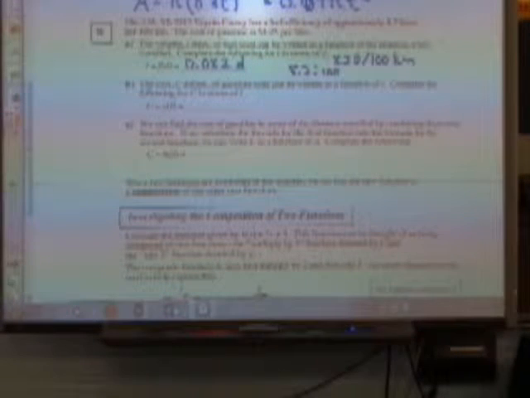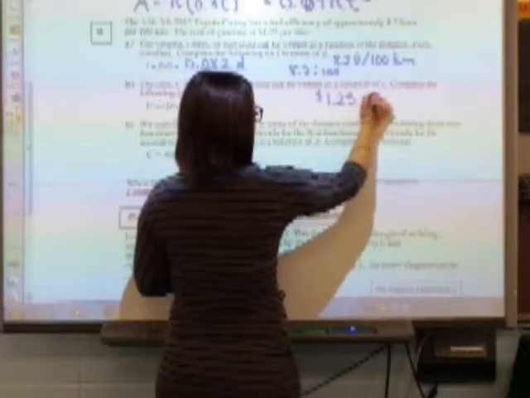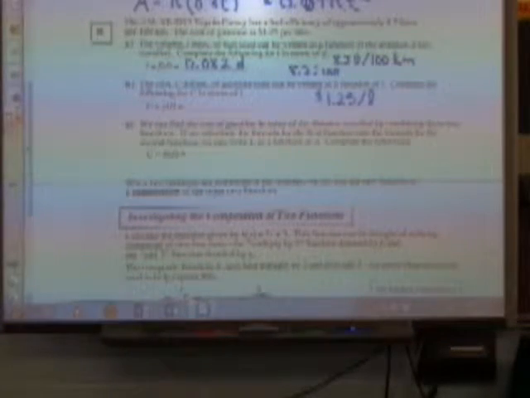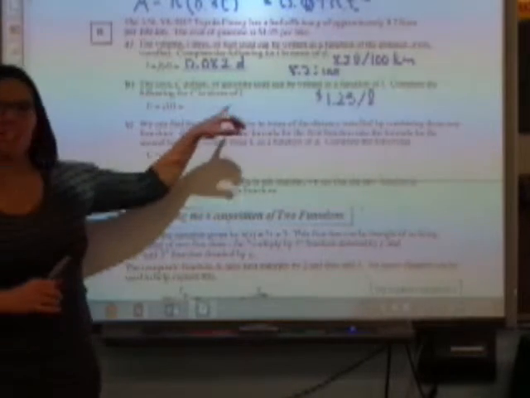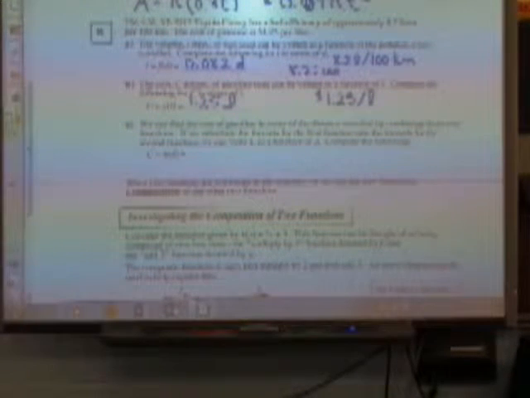The cost of gasoline can be written as a function of the amount of liters burnt, or liters used. Complete the following for C in terms of L. Well, I know that gasoline is $1.25 per liter. So how can I use that knowledge to come up with the equation? So if I put in 100 liters, how much will it cost me? How did you get 125? Times by 100. So I take the number of liters that I've used and multiply it by $1.25. So I get C equals 1.25 L.